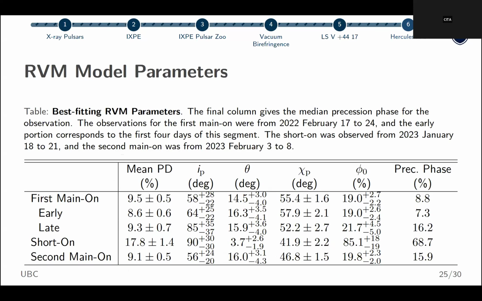These are just the numbers, but basically the numbers we want to focus on are theta, which is the angle between the rotation axis and the magnetic pole, which during the main on is about 16 degrees, and during the short on it's much less. And the other number is where is the spin axis on the sky? It went from around 58 down to around 46. So it also changed. So what's going on here?